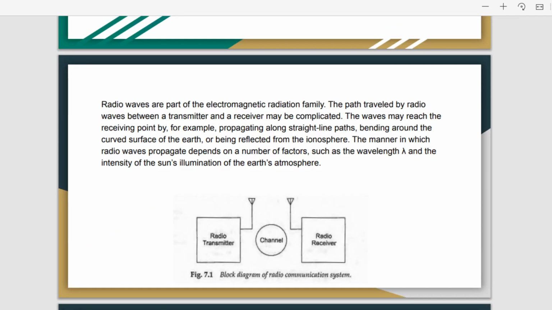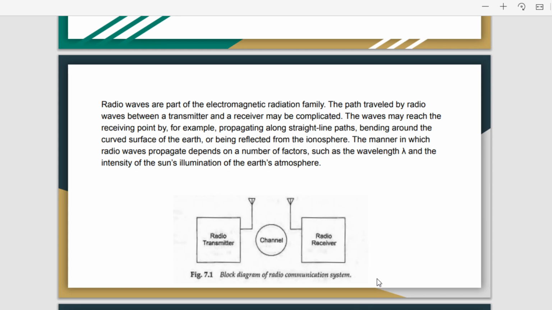Let's talk about radio waves. Radio waves are part of the electromagnetic radiation family. The path traveled by the radio waves between a transmitter and a receiver may be complicated. The waves may reach the receiving point by propagating along a straight line, bending around the curved surface of the earth, or being reflected back from the ionosphere. The manner in which radio waves propagate depends on a number of factors such as wavelength and the intensity of the sun's illumination of the earth's atmosphere.